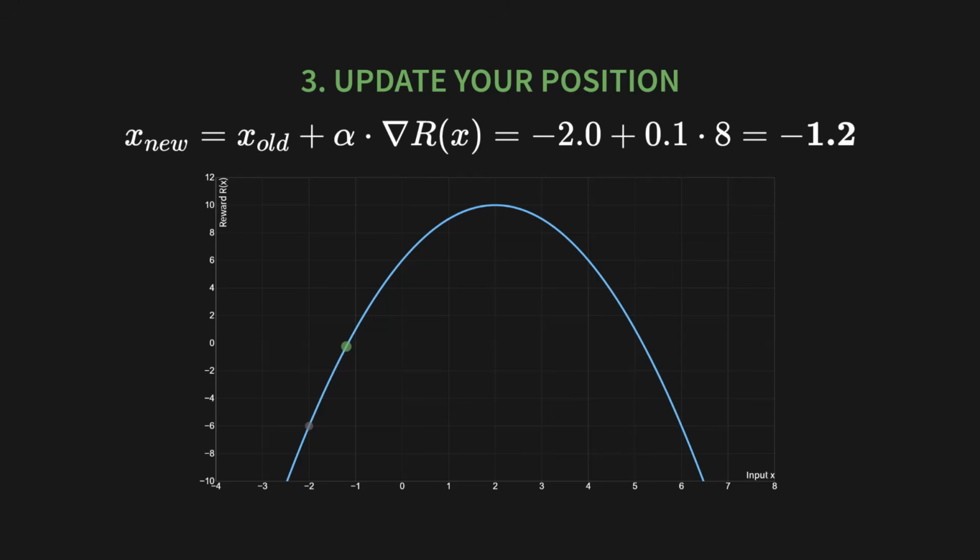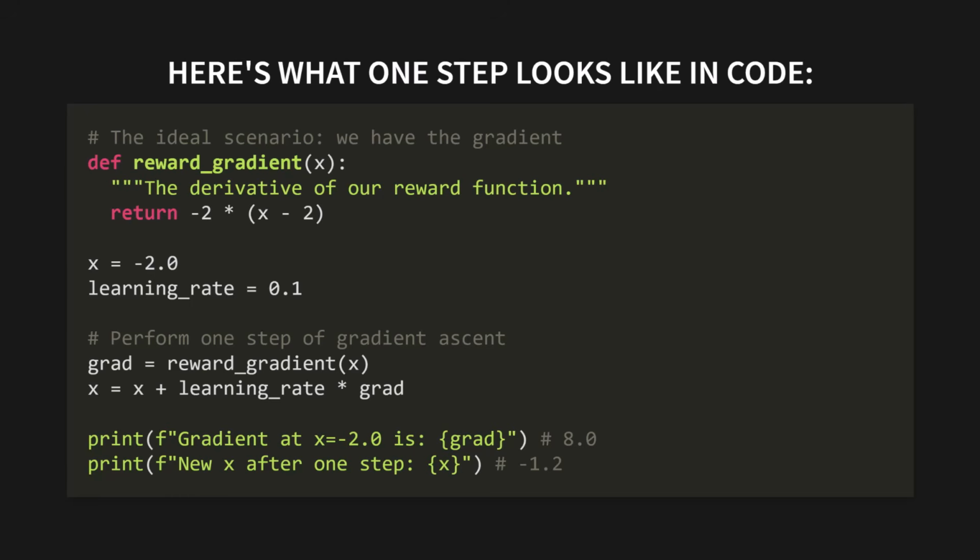So third, you update your position. You take your old position and just nudge it a little bit in the direction of the gradient. The formula is simple. x_new = x_old + alpha times the gradient, where alpha is some learning rate. So in our case, that's -2.0 plus our learning rate of 0.1 times 8, which gets us to -1.2. Closer to the peak.